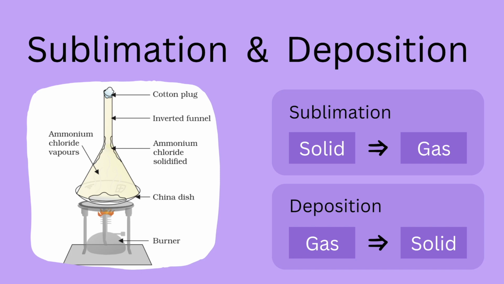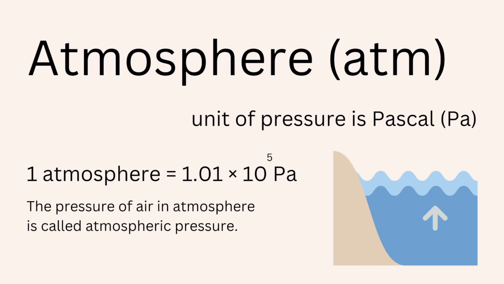Next comes sublimation and deposition. Generally, when solids are heated, they melt and become liquid. But if a solid on heating directly becomes gas, that is what we call sublimation. And if a gas on cooling directly becomes solid, that is what we call deposition. ATM, atmospheric pressure, is the pressure that the atmosphere has at sea level. So what exactly does it mean? It is the pressure that the air mixture exerts on the environment, and it's 1.01 into 10 power 5 Pascal. Pascal is the SI unit of pressure, but atmosphere is also a unit of pressure that we generally use.